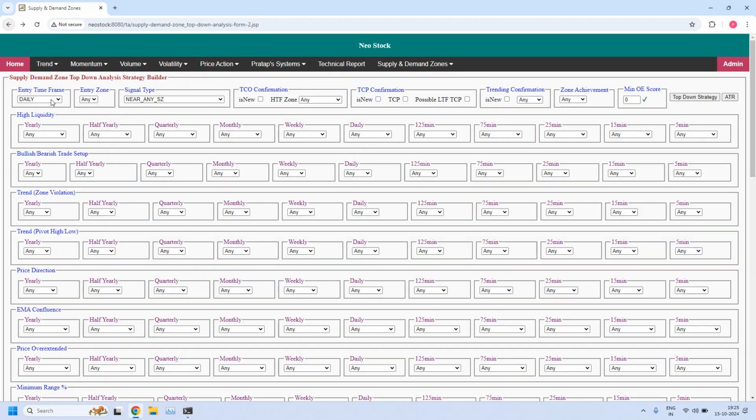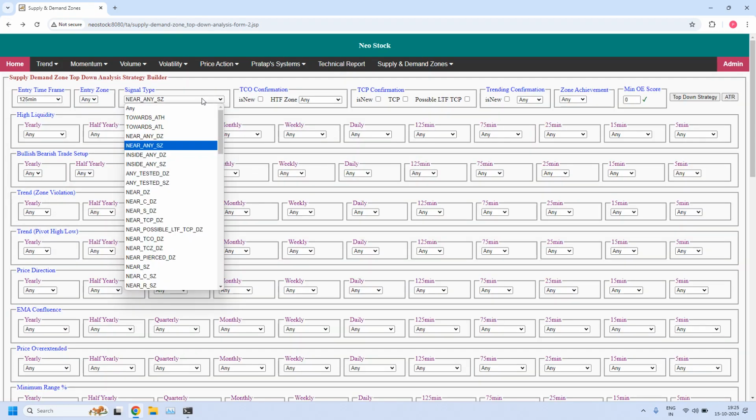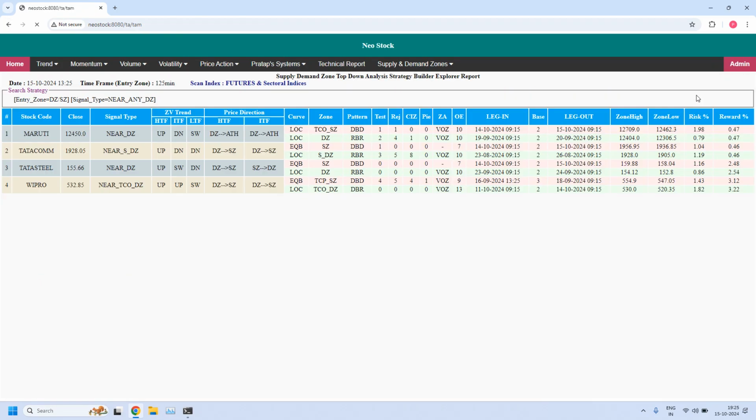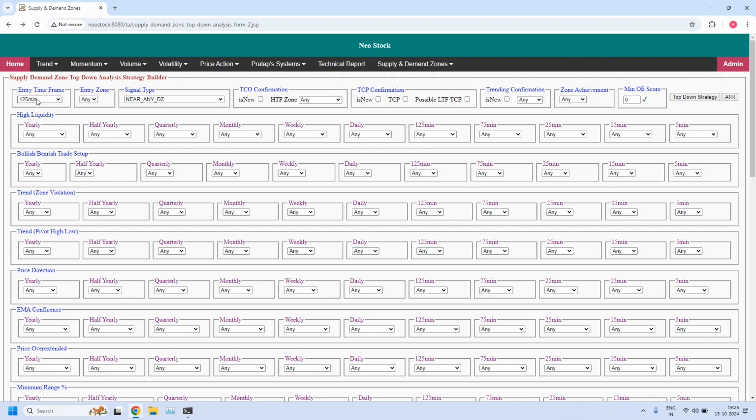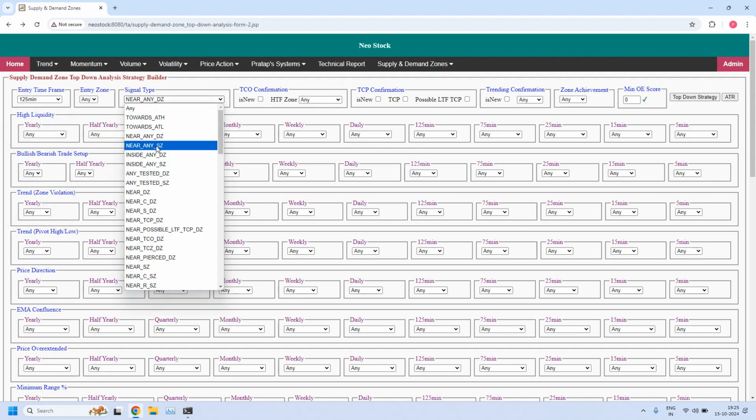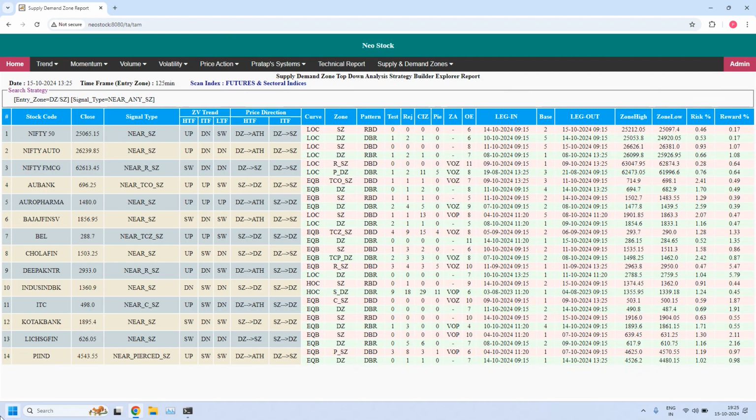Okay, next time frame is 125 minutes. Let's find the stocks near 125 minutes demand zone. 4 stocks are filtered. Next, for 125 minutes time frame, let's find the stocks near 125 minutes supply zone. 14 stocks are filtered.